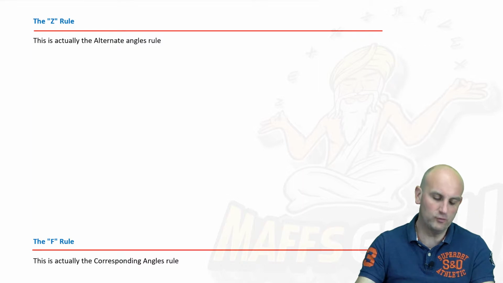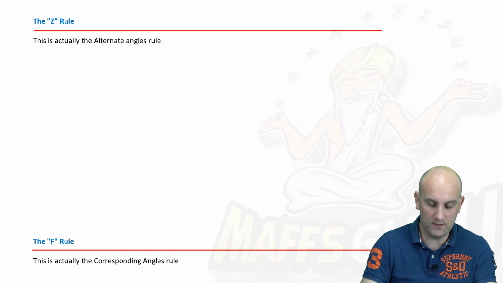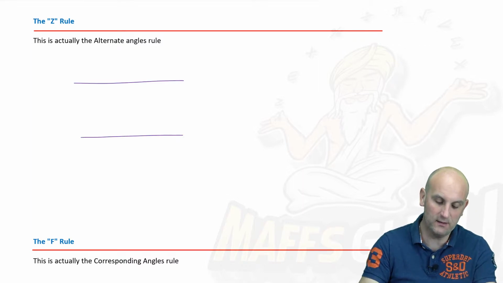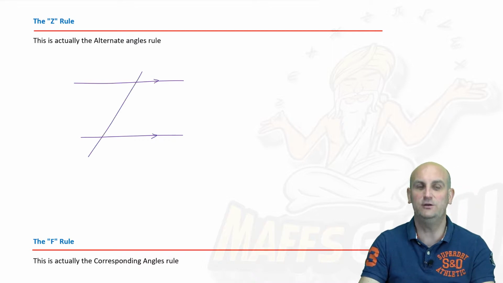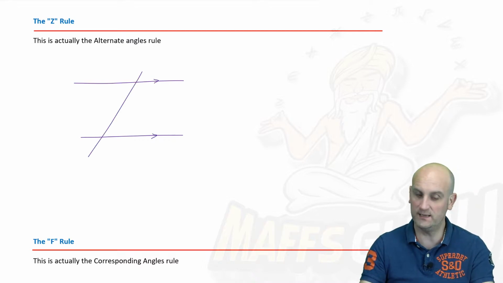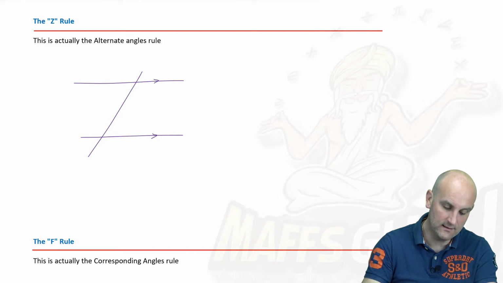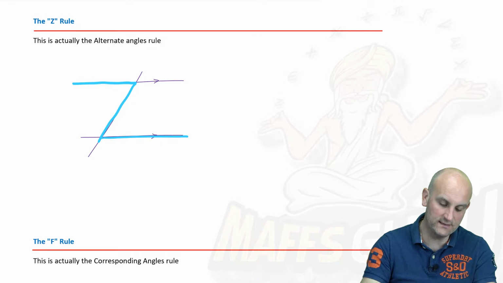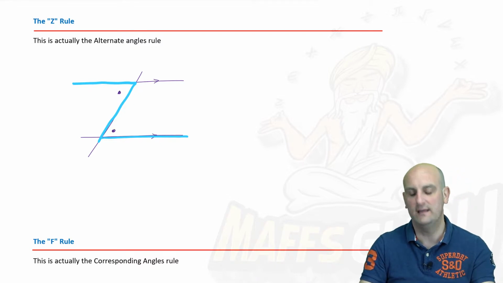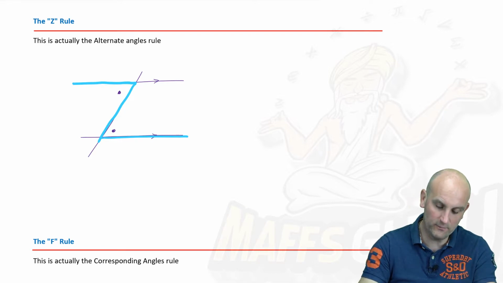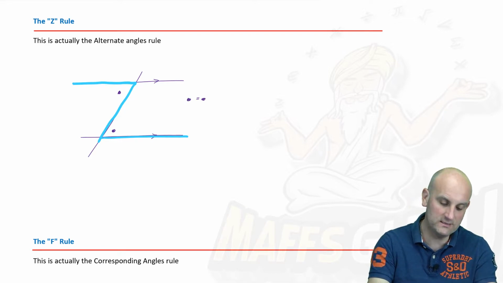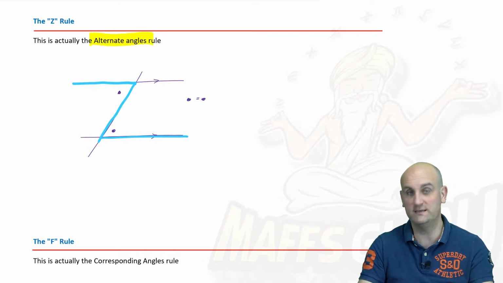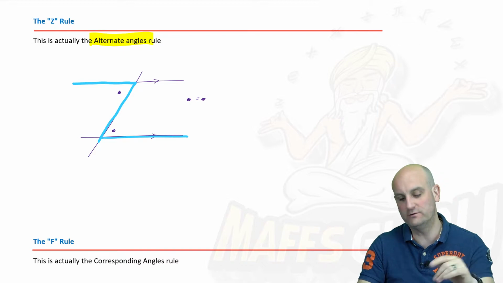So the Z rule is, funnily enough, just that. There we go. Once again, let's draw my parallel lines, and I'm going to draw a line through it. Can you see the Z? Hopefully you can see the Z, which is there, there, and there. So there is my Z, and the rule states that this angle in the corner of the Z and that angle in the corner of the Z are exactly the same. But I suppose we need to make sure that we realize that this has an alternate angles rule, right? So alternate angles, the angles in the corner of the Z.